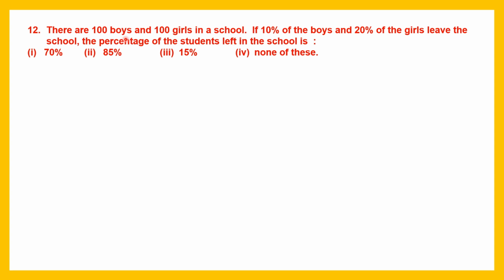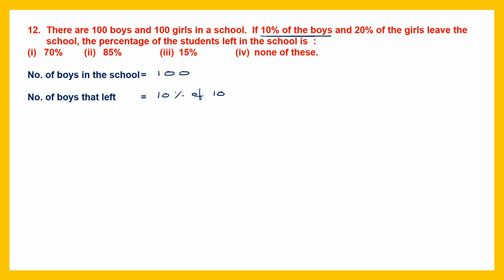Question 12. There are 100 boys and 100 girls in a school. If 10% of the boys and 20% of the girls leave the school, the percentage of students left in the school is. Okay, so we have to see how many students are remaining after these boys and girls have left and find the percentage of that. Let's begin by saying number of boys in the school is 100 and then the number of boys that left. Now we know 10% of the boys have left. That means 10% of 100 have left, and 10% means 10 by 100 of 100.